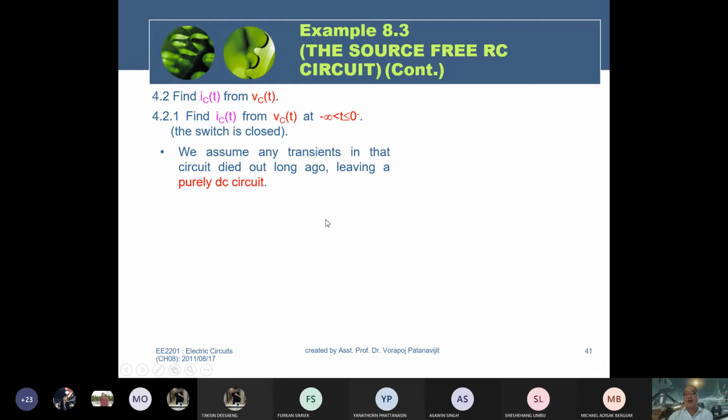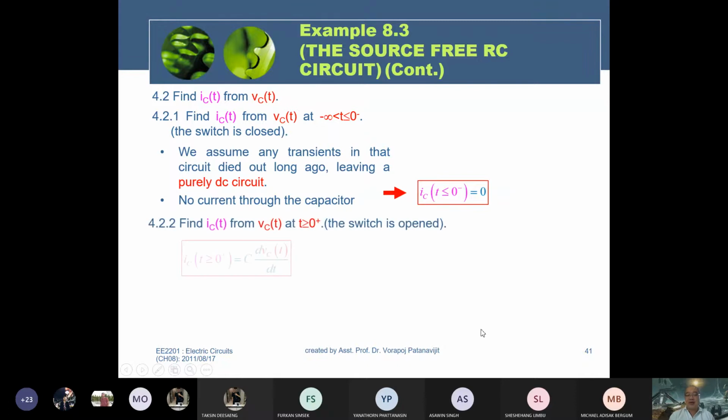Therefore, IC will be 0, whether you analyze from the overall physical point of view or from IC equal to C dV by dt. Now we assume any transient in the circuit diagram ended long ago, leaving a pure DC circuit, and it has no current through the capacitor. Therefore, you can conclude that during that time IC equal to 0.